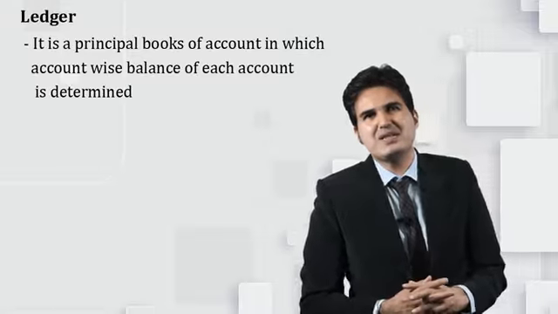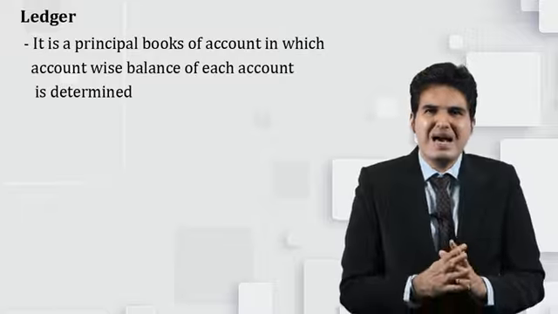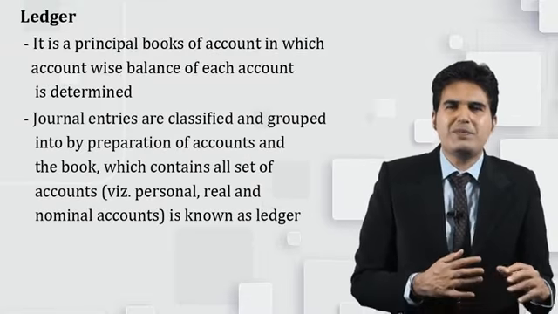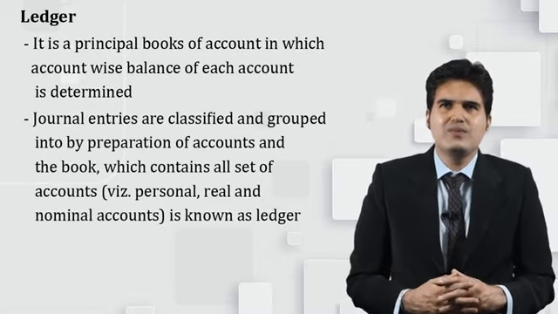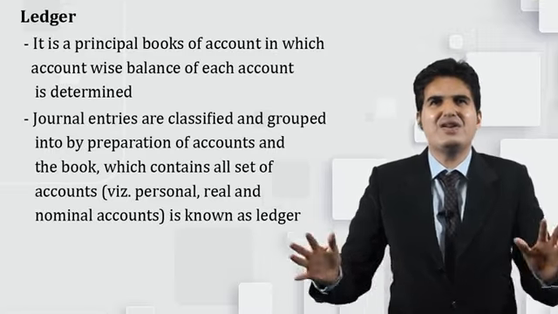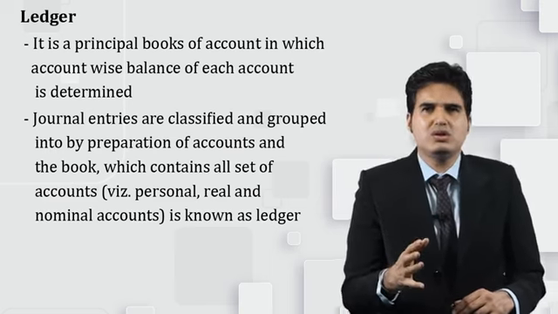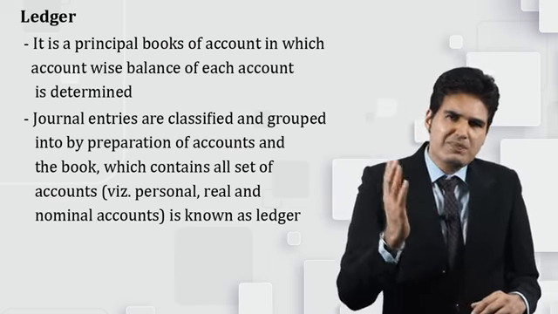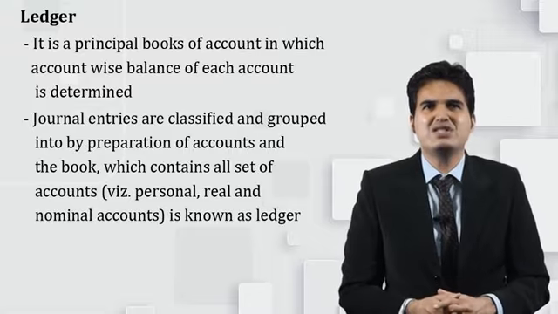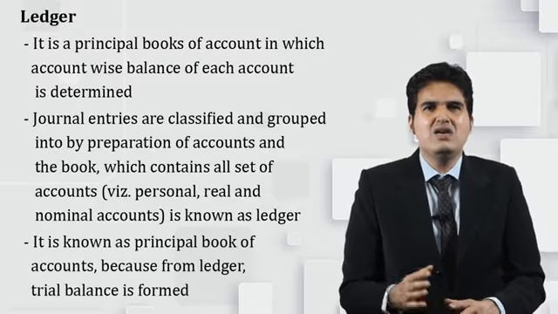As you can see, it is a principal book of account in which the account-wise balance of each account is determined. Journal entries are classified and grouped into accounts, and the book which contains all sets of accounts, that is personal, real, nominal, everything, is known as the ledger. So the ledger book will contain all the personal accounts, all the real accounts, all the nominal accounts. It is also known as the principal book of account because from the ledger we are supposed to prepare the final accounts.